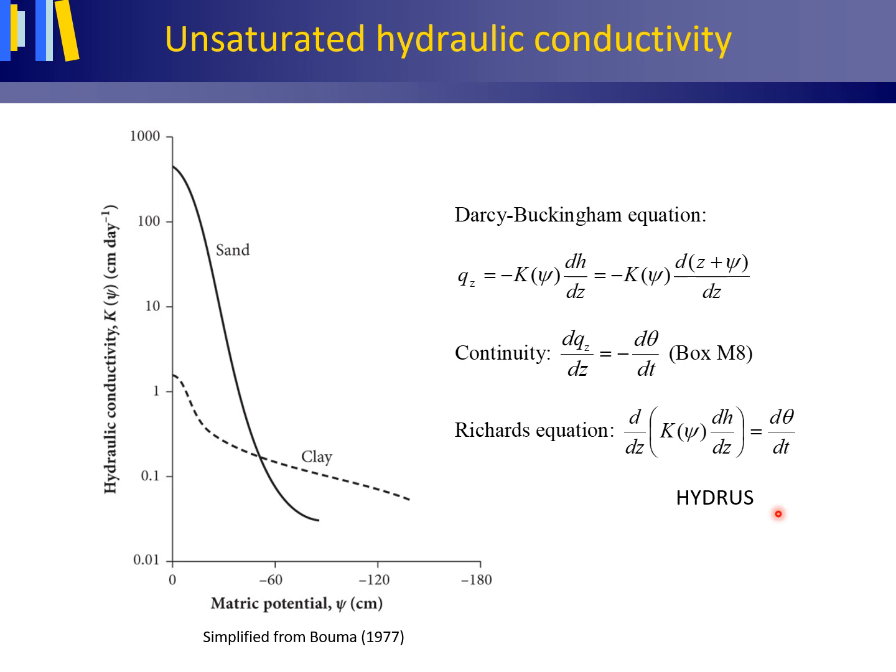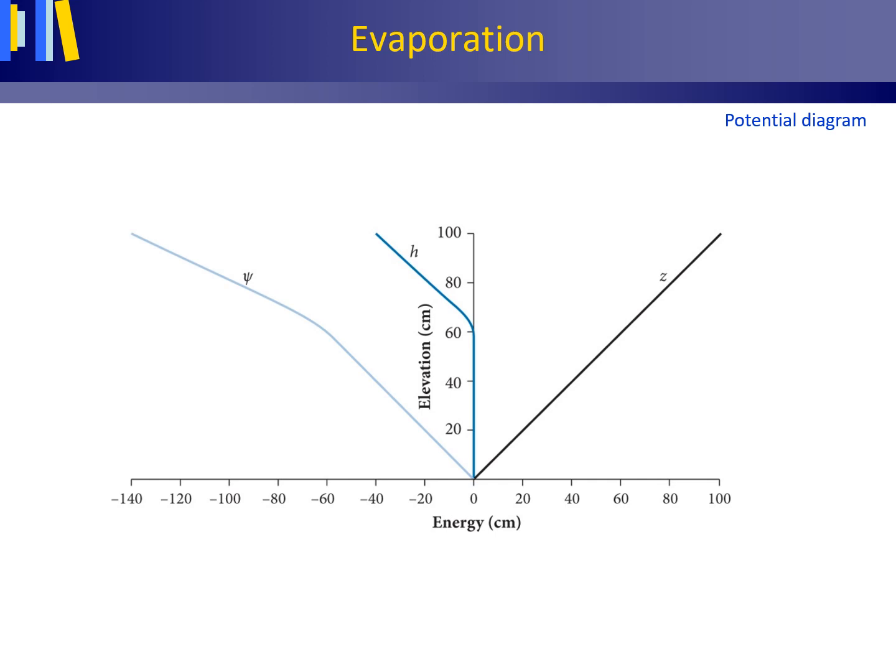This figure shows an example of a potential diagram of upward flow in the upper 40 cm of a soil profile due to evaporation. The reference level is set at the level of the water table in order for easy comparison with the earlier introduced potential diagrams for hydrostatic equilibrium.